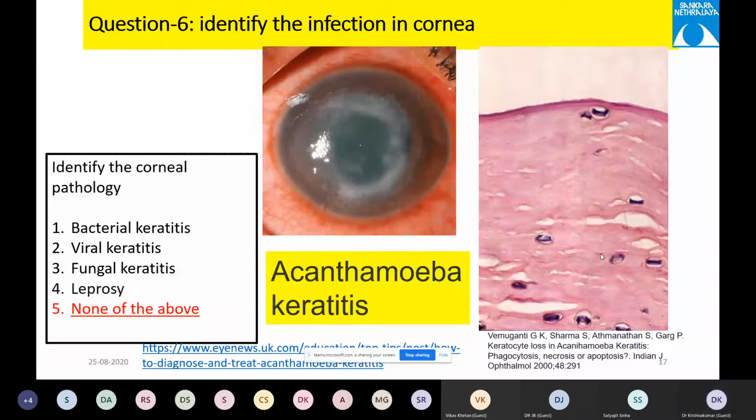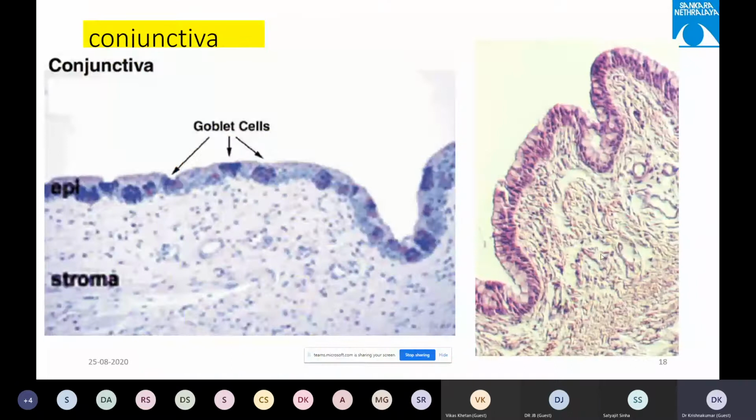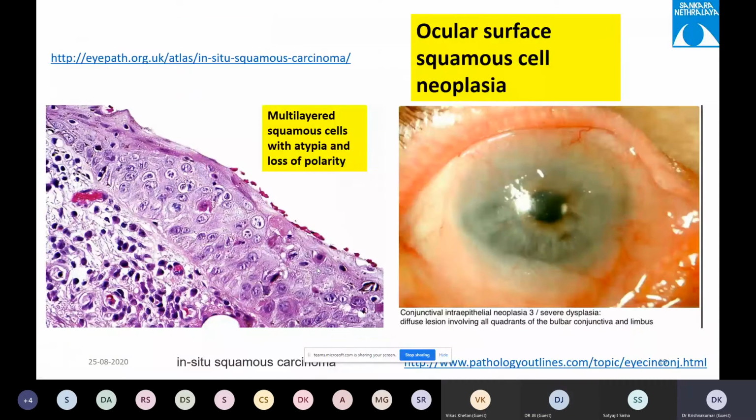Next, now coming to the conjunctiva. This is the normal conjunctival epithelium showing the goblet cells and the substantia propria showing the stroma. So the most common thing you see in the conjunctiva is ocular surface squamous neoplasia. What happens? The conjunctival epithelium, which usually contains goblet cells, is replaced with multiple layers of epithelial cells which show keratosis and atypia. And there are grades in this.